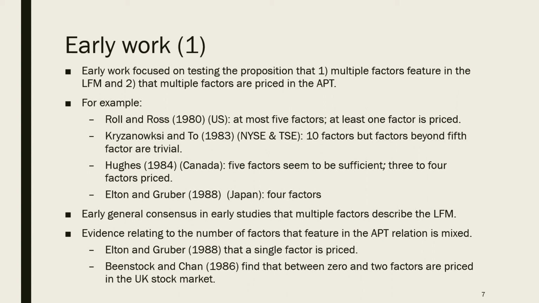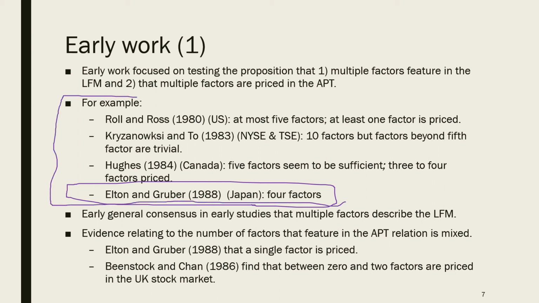Then we have Hughes, who also repeated the study or conducted a similar study in Canada and found that there are 5 factors, in other words, 5 representations of the influences that move the stock market in Canada. And then we had Alton Gruber, who showed there are 4 factors that impact markets in Japan. So the idea of these early studies was a proof that indeed multiple markets respond to more than one single factor, where these factors represent different forms of influences.